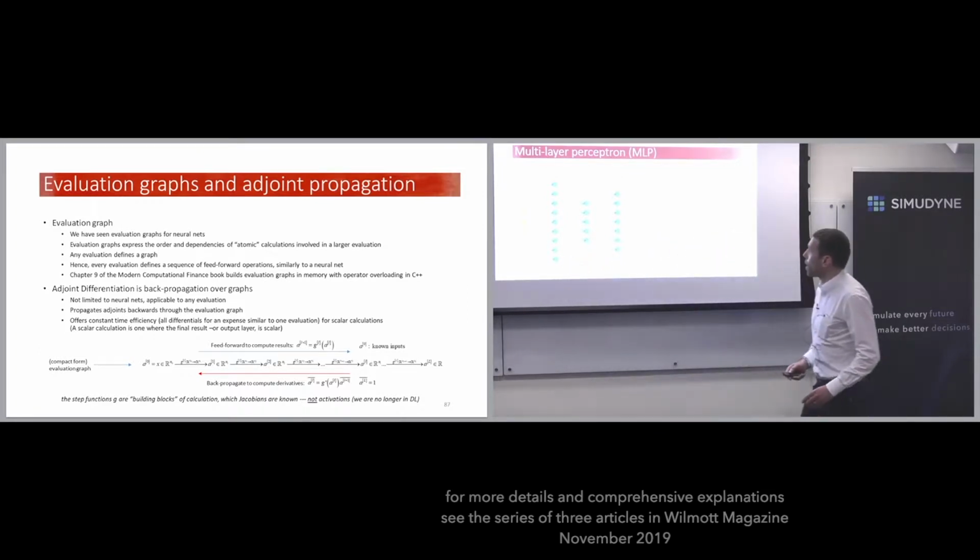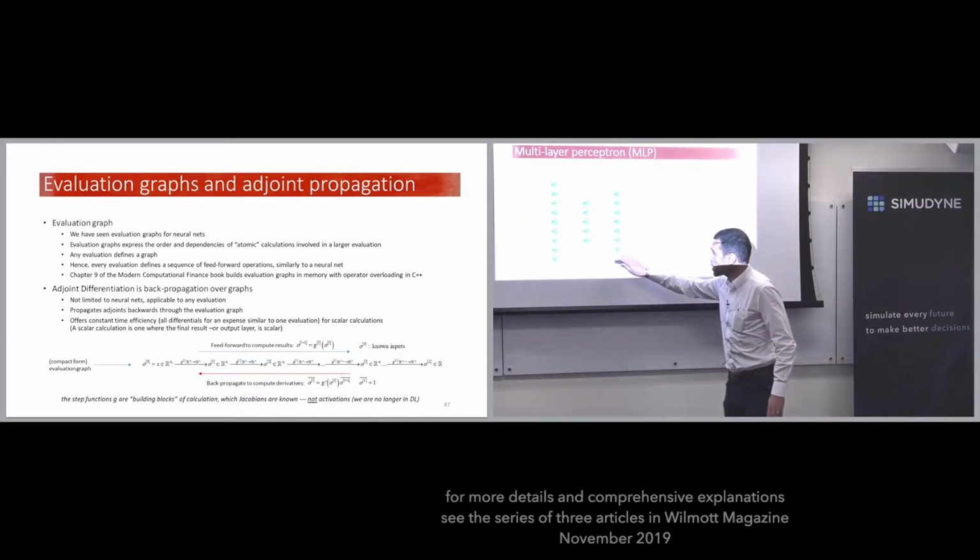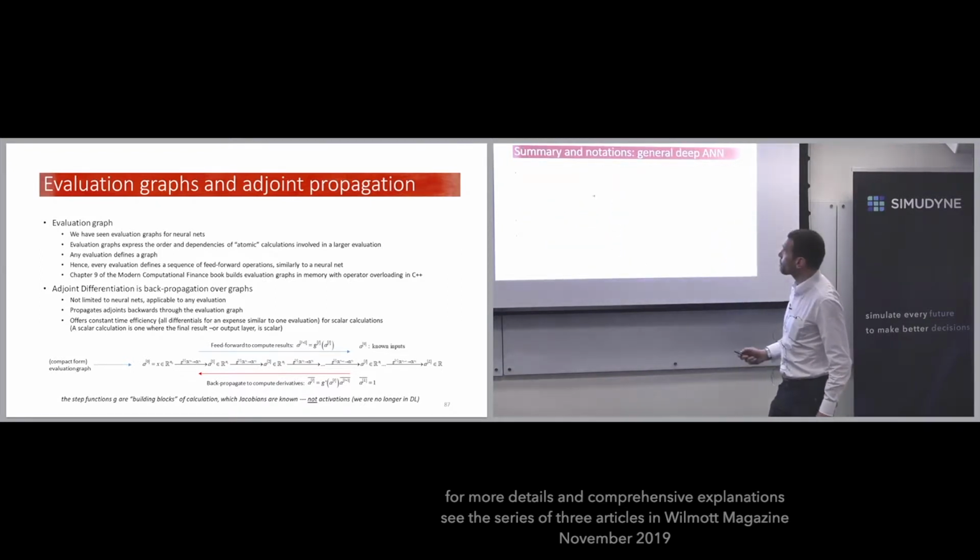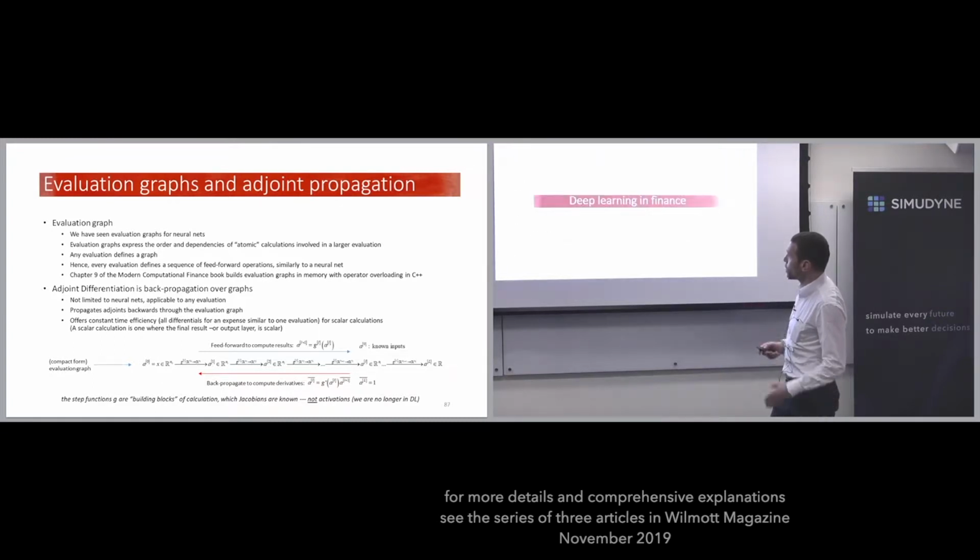So these guys are called evaluation graphs. We have seen that once we have an evaluation graph, we can run backpropagation through it to efficiently calculate all the derivatives of one scalar result with respect to any number of inputs.